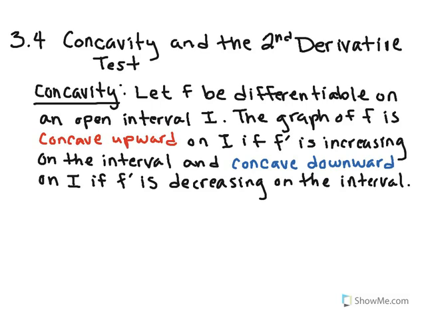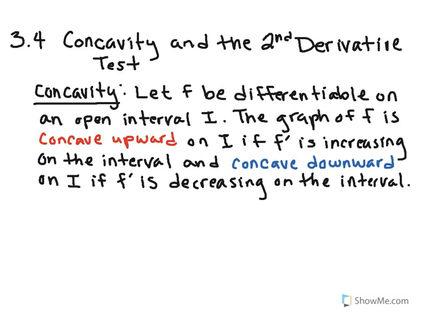So our definition of concavity is, first, let f be differentiable on an open interval. And remember that in order for a function to be differentiable, it must also be continuous. We're going to call this interval capital I. And then the graph of f is concave upward on I if the derivative is increasing on the interval, and concave downward on I if f prime is decreasing on the interval.